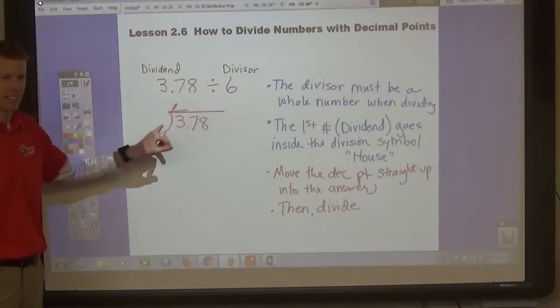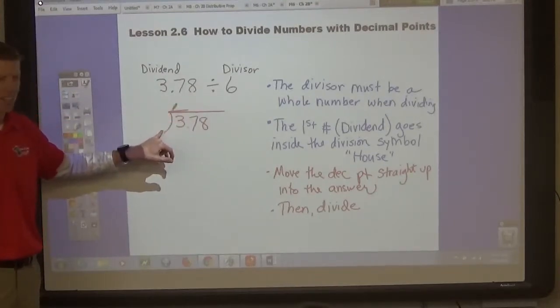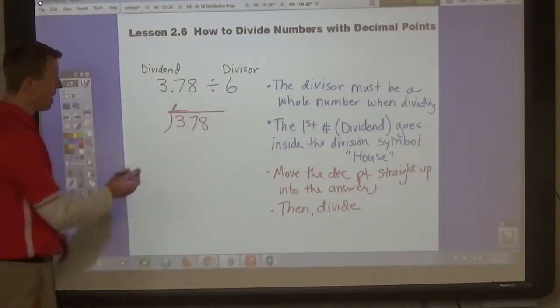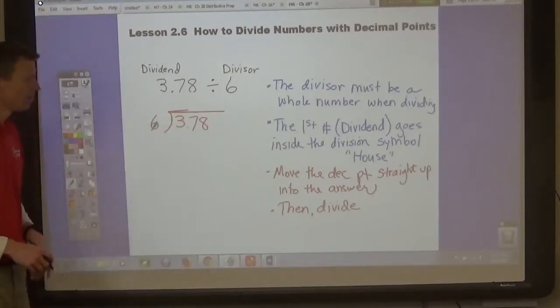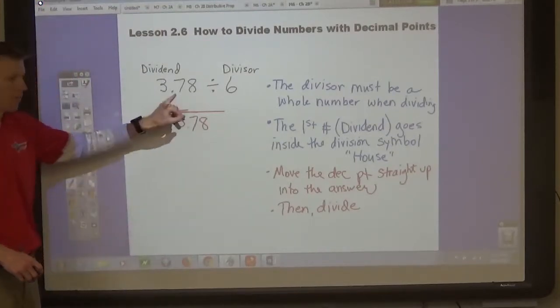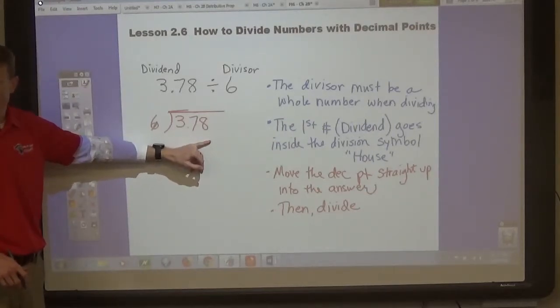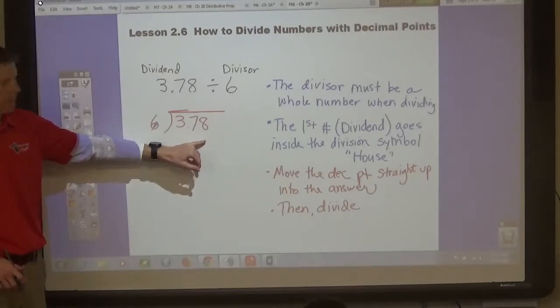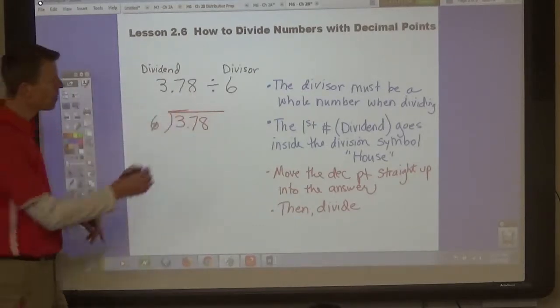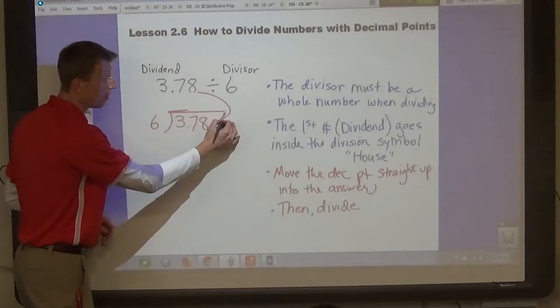3.78 divided by 6. It worked. The divisor goes on the outside. Okay? The first number always goes inside the house. No matter what the number is, if it's bigger or smaller, that doesn't matter. The first number, the dividend, always goes inside the house. Okay?